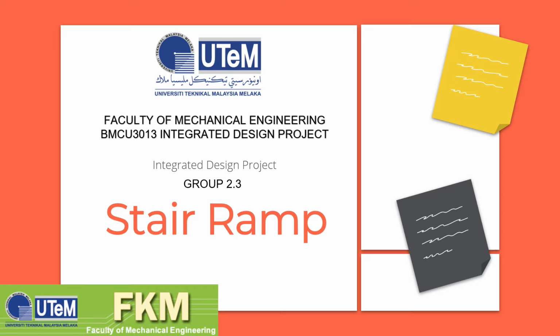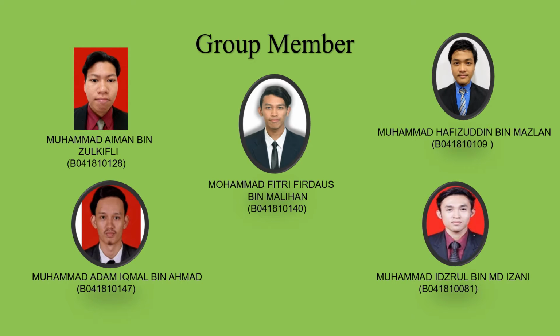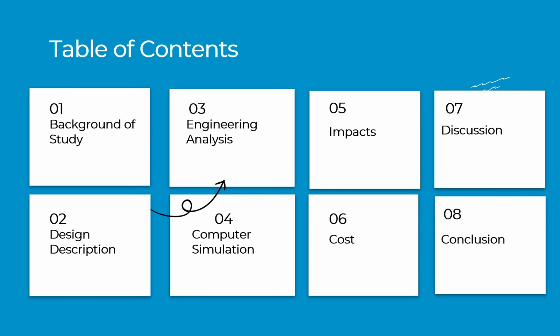We are from Group 2.3 presenting our project, that is STAIR RAMP. This is our group member. The table of contents for our project is starting with background of study, design description, engineering analysis, computer simulation, impacts, cost, discussion, and lastly conclusion.